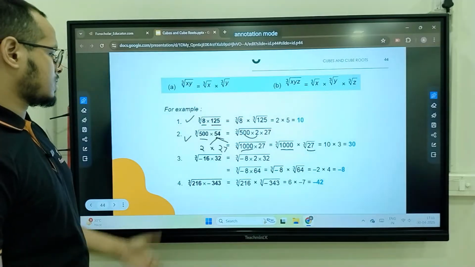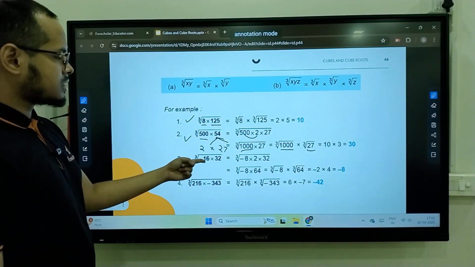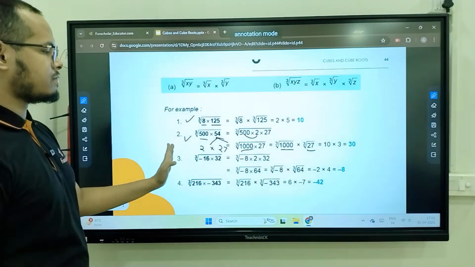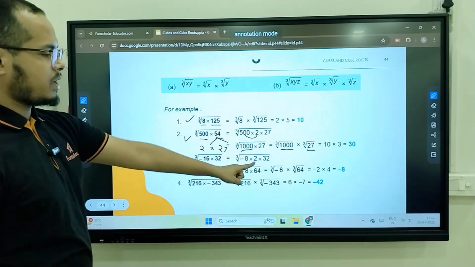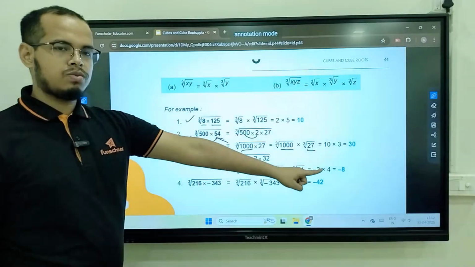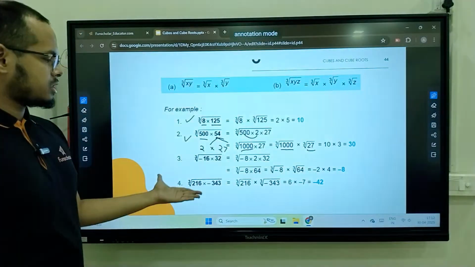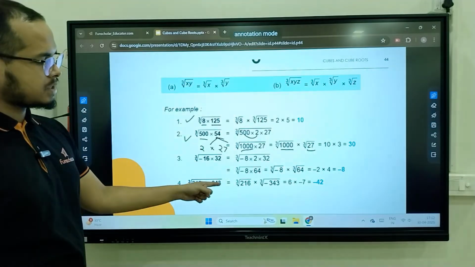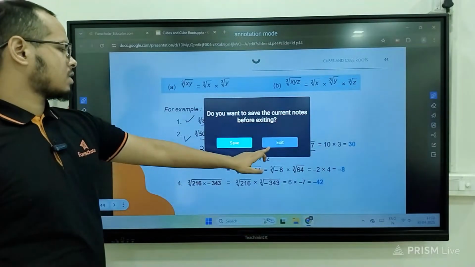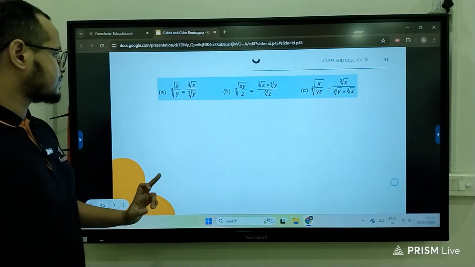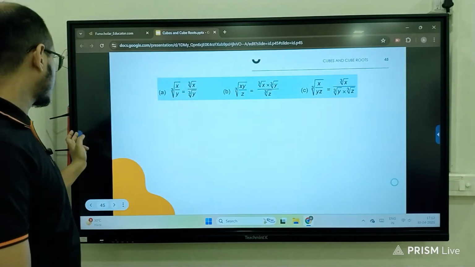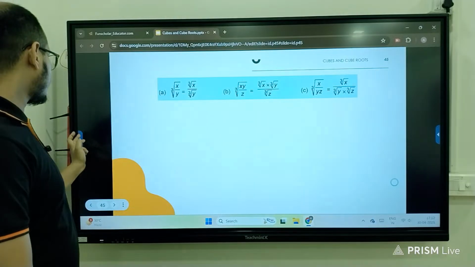Okay. So again, minus 16 into 32. Similarly, 16 is a perfect square, not a perfect cube. So minus 8 into 2 into 8 into 64. Now it comes, this is a perfect cube of 2 and 4. The 2 in minus 2 into 4, that is minus 8. Similarly for the last two, 6 cube into minus 7 cube. So 6 into minus 7, that is minus 42. So again, a few concepts that we have understood. This can be done only by practice.